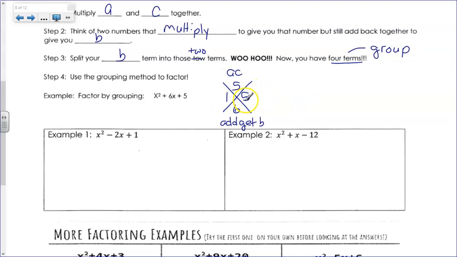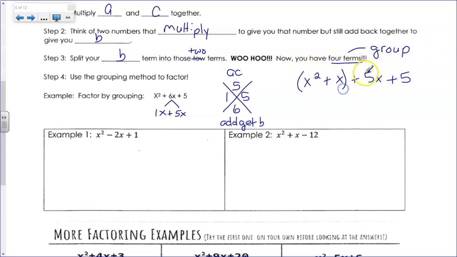All right. So now I'm going to leave my first term alone. I'm going to leave my last term alone. And the middle term is going to split to these 2 terms. So that's going to become 1x plus 5x. So that's going to be my middle term. And remember, we don't put a 1 in front of the x there. Now we have 4 terms, so we can just do what we did yesterday.